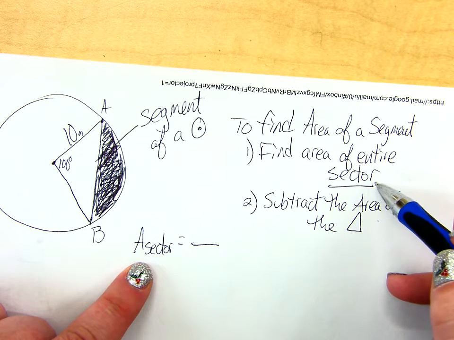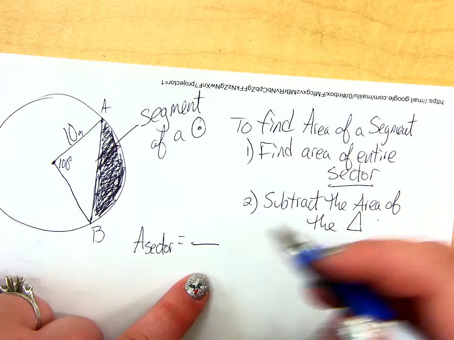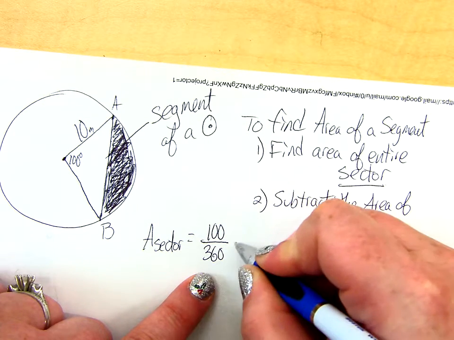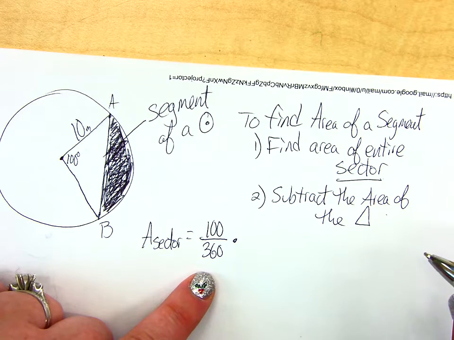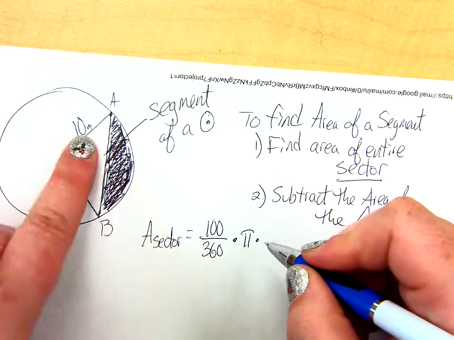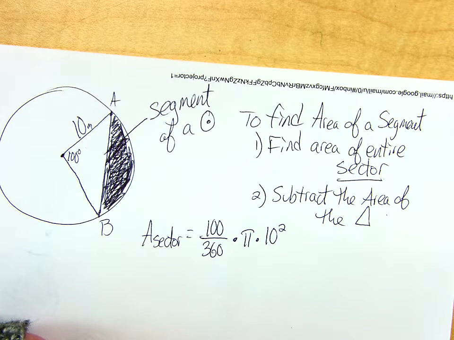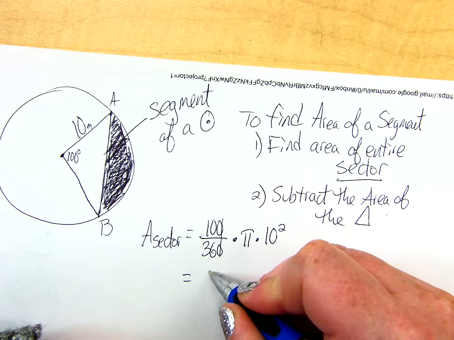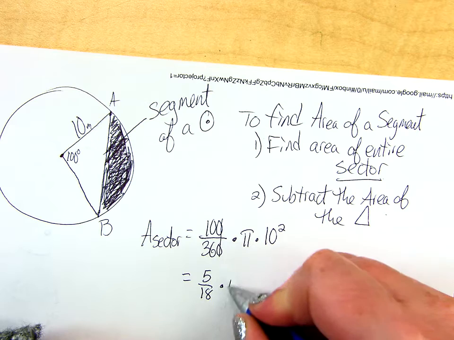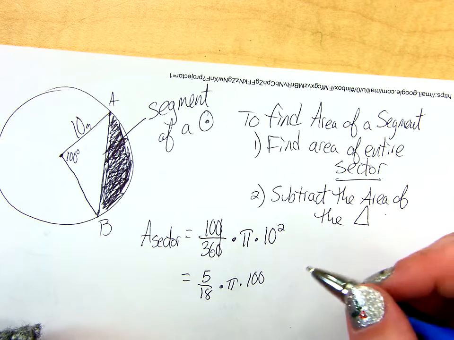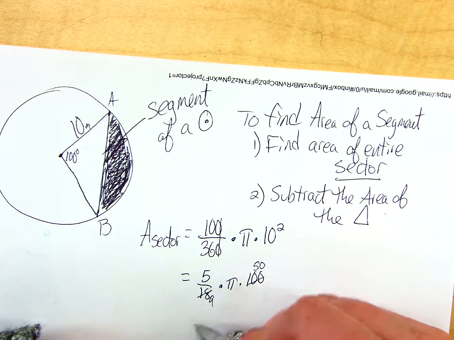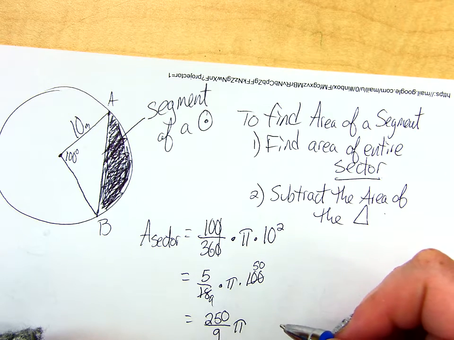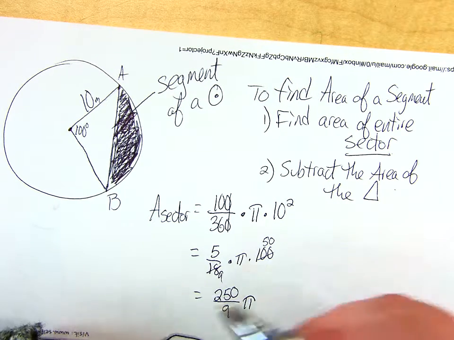We just started number one, finding the area of the whole sector. So area of a sector is measure of the arc, which would be 100 over 360. And I would multiply it by pi r squared, the area of the whole circle. Pi times my radius in this case is 10 squared. Okay, so if we do this math out, that would be 10 over 36, 5 over 18, is that right? Times pi times 100, and I could reduce those two. Did you guys get 250 over 9 pi? Yeah? Okay. So there's the area of my sector.